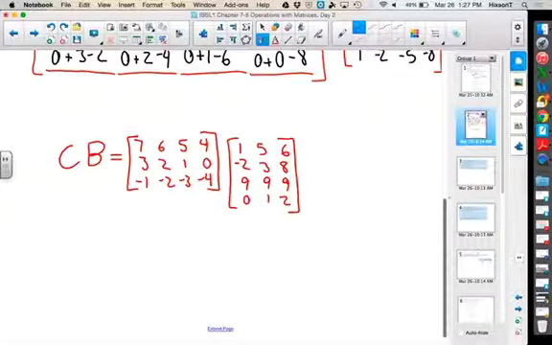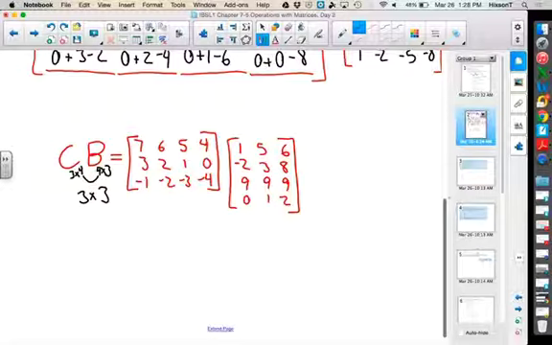Because we have a 3 by 4 and we have a 4 by 3. Because we reversed the order, the 4s do match, so it is possible, but now we're going to get a 3 by 3 matrix as our answer, which is kind of nice because that's only 9 elements instead of 16.